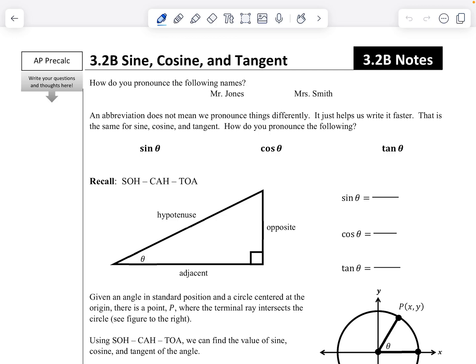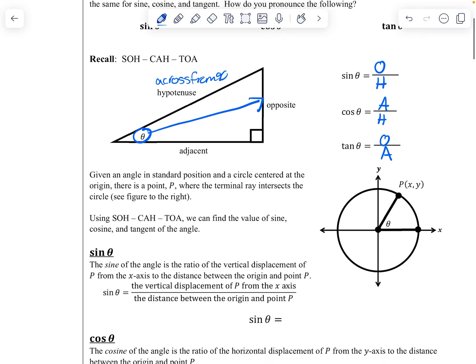So if you recall, SOHCAHTOA: sine is opposite over hypotenuse, cosine is adjacent over hypotenuse, and tangent is opposite over adjacent. And again, if you have your angle, your hypotenuse is always the longest side, across from 90. Opposite is the one that is across from your angle, and adjacent is touching it.